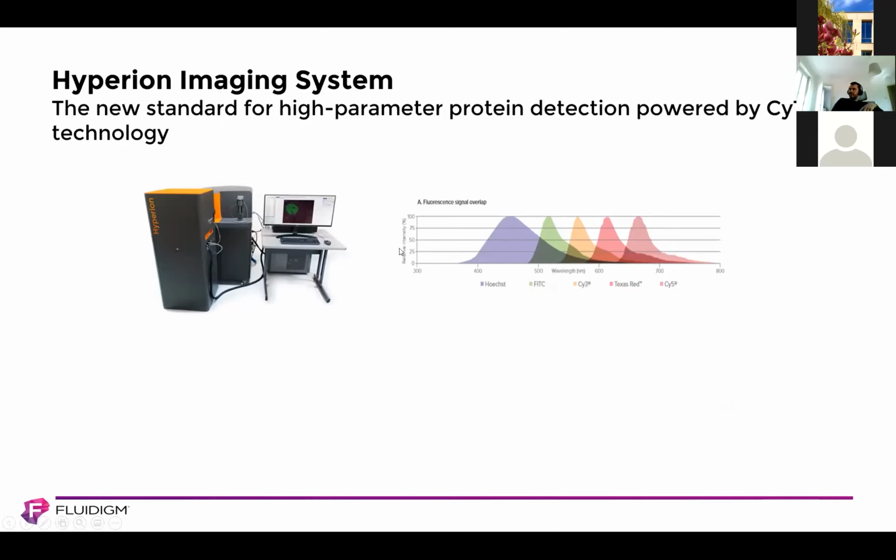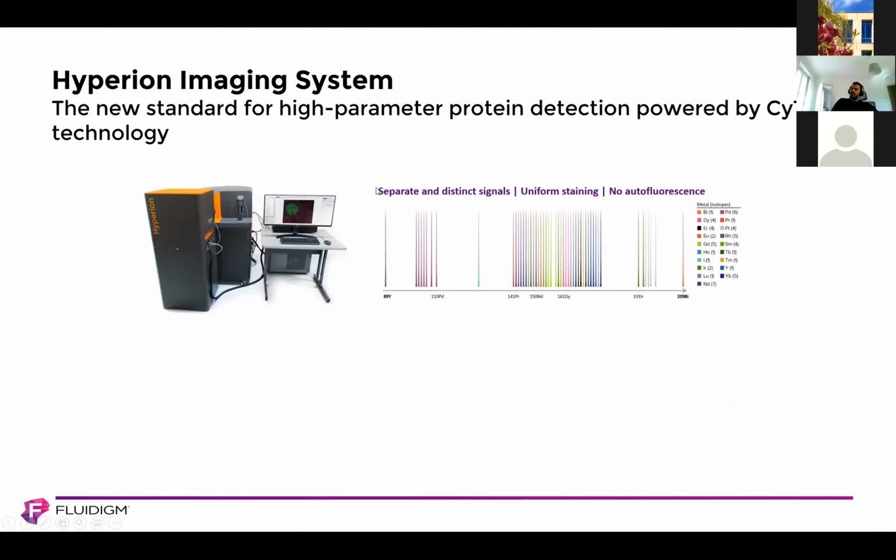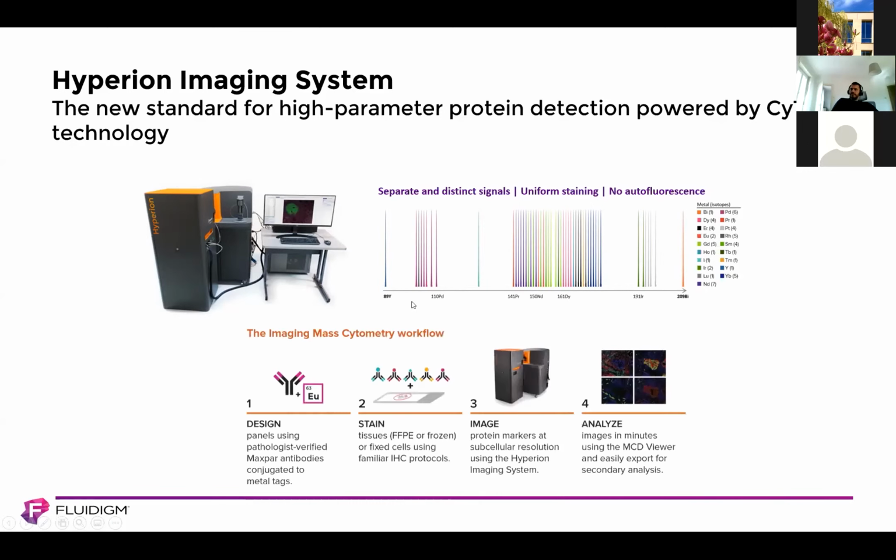Those limitations are mainly because of autofluorescence and overlapping excitation and emission spectra. We take all those regions which we can use for the immunofluorescence approach, but now instead of tagging them with fluorophores, we tag them with highly purified metal isotopes. By doing this, we get separate and distinct signals, which allows our customers to quite seamlessly create panels of more than 30, 40 plus markers to visualize on any one tissue section.